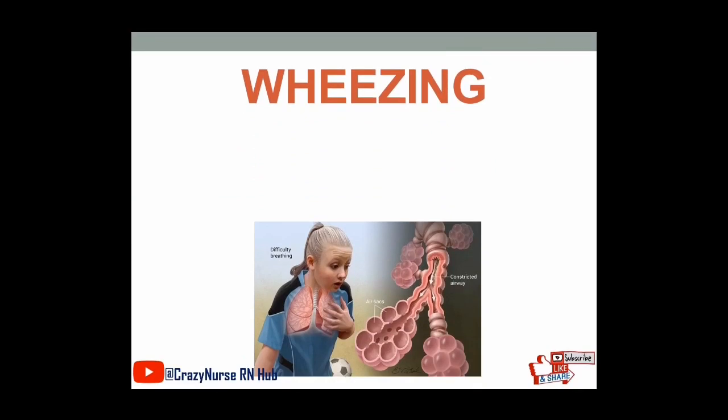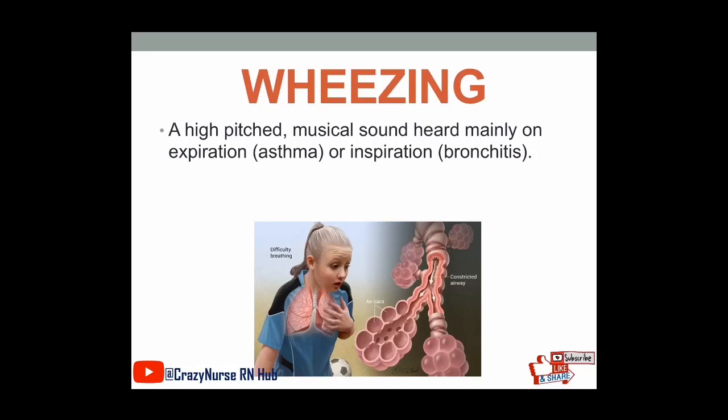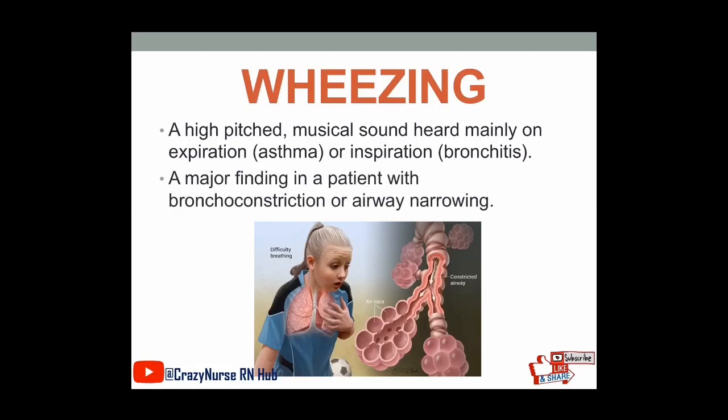The patient might experience wheezing. It is a high-pitched musical sound heard mainly on expiration, so that is for asthma, or on inspiration, that is for your bronchitis. It is a major finding in patients with bronchoconstriction or airway narrowing. So if you have noted wheezing from your patient, you would know that the patient is experiencing bronchoconstriction or airway narrowing.